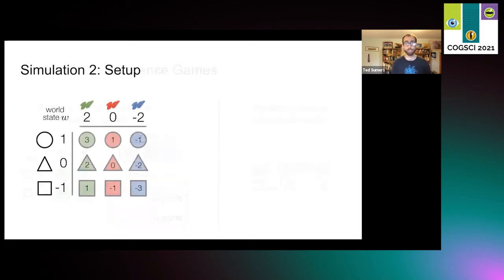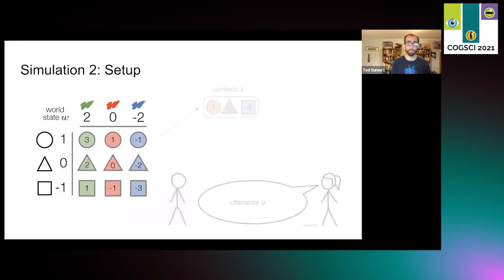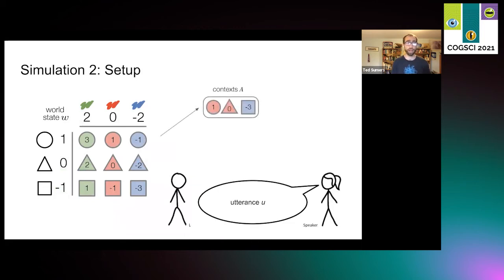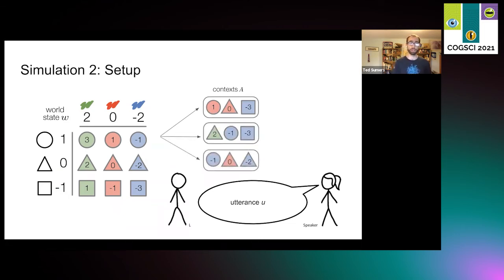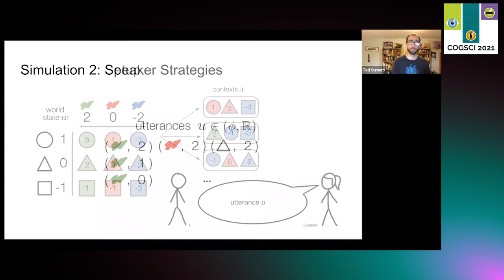Our second simulation uses the full signaling bandits setup I described earlier. So for each of the 84 action contexts, we have the speaker and the listener play the game, and then we show the average results over all 84 contexts. Look at the qualitative speaker strategies that emerge.